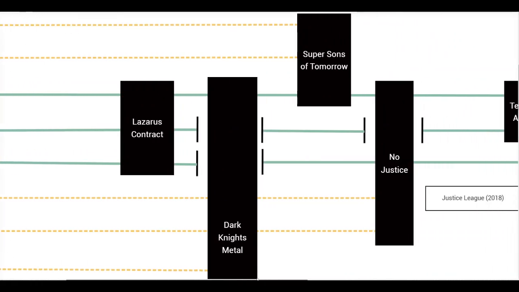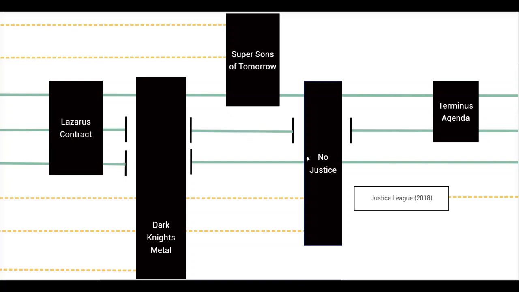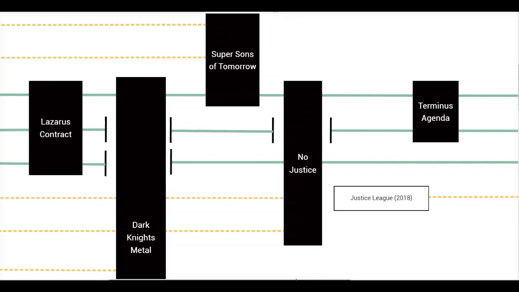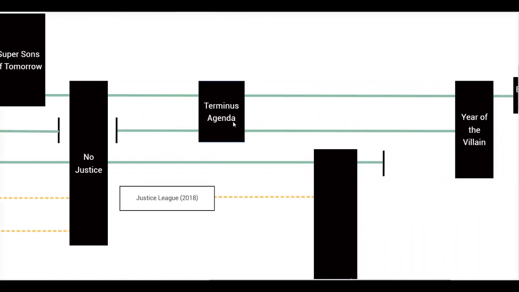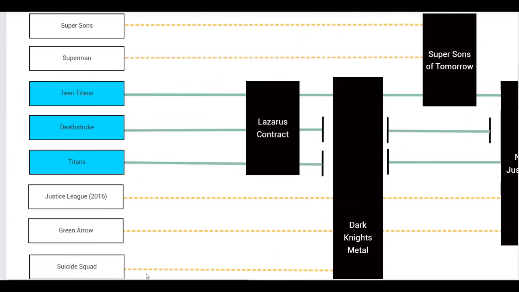Deathstroke does not intersect with Dark Nights: Metal, so you can ignore that. It then just carries on straight here. It doesn't intersect with No Justice, so you can ignore that. It does then intersect with Terminus Agenda. Fine, fair enough. And then it ends with the Year of the Villain tie-in issues. So in a lot of ways, it's really, really straightforward.